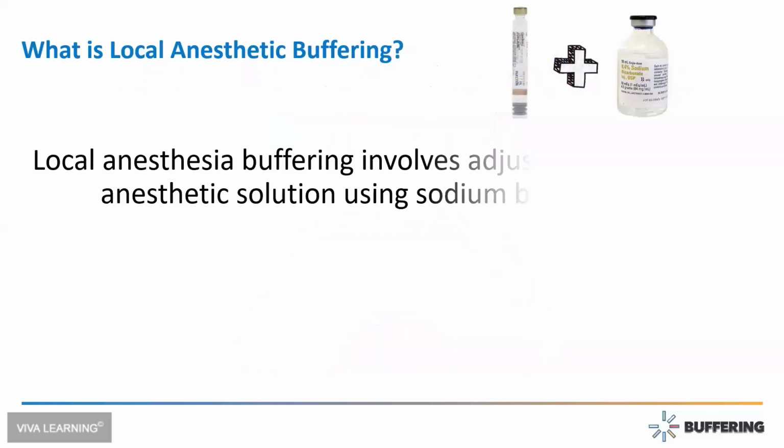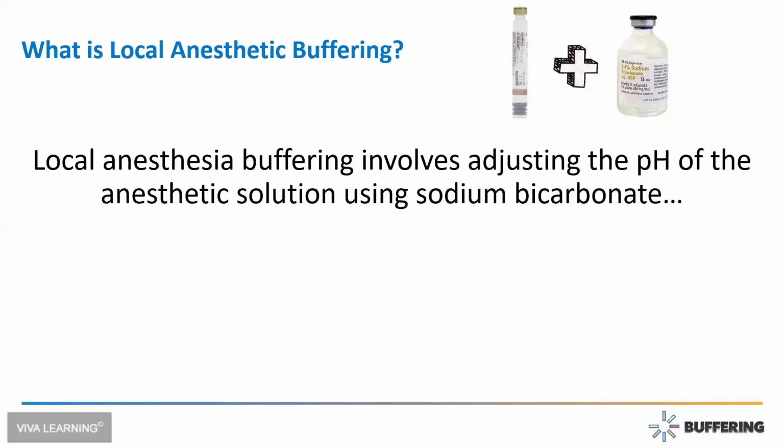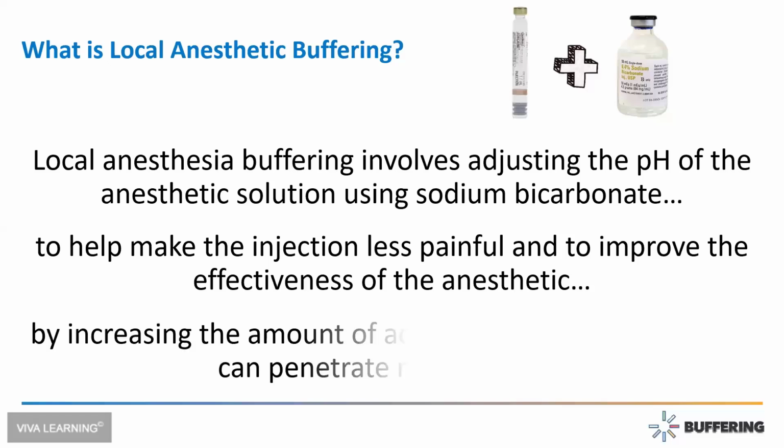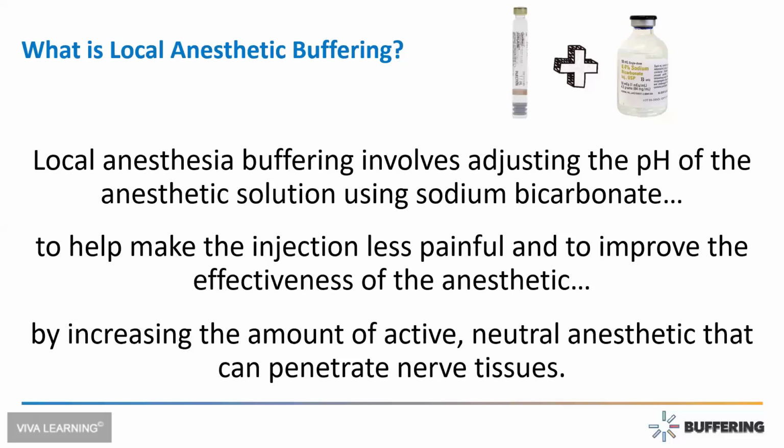So what is it? Let's define what is local anesthetic buffering. Local anesthetic buffering involves adjusting the pH of the anesthetic solution using sodium bicarbonate. I just mentioned that most of the local anesthetic solutions, and specifically the local anesthetic solutions that contain epinephrine, are going to be low pH, and that we can adjust that pH closer to body pH by adding sodium bicarbonate to help make the injection less painful and to improve the effectiveness of the anesthetic by increasing the amount of active neutral anesthetic that can penetrate nerve tissues. And so that's a bit of a mouthful. We'll take it and piece it apart during the next 60 minutes or so.